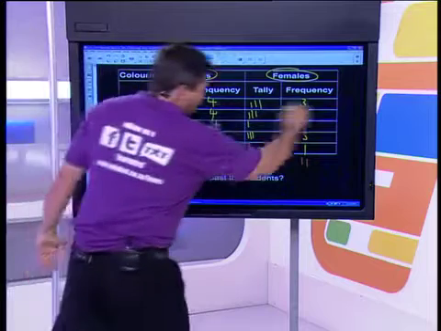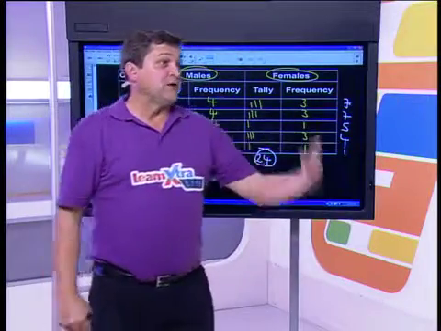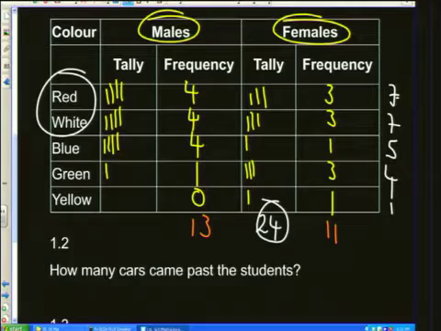So how many people like red, guys? 7. 7, absolutely. How many people like white? 7 as well. How many people like blue? 5. Only 5, eh? How many people like green? 4. And how many people like yellow? 1. 1 yellow car. Now again, James, I'll ask you with tears in my eyes. What is the most popular color car? Red and white. Absolutely. Those are the 2 popular cars.